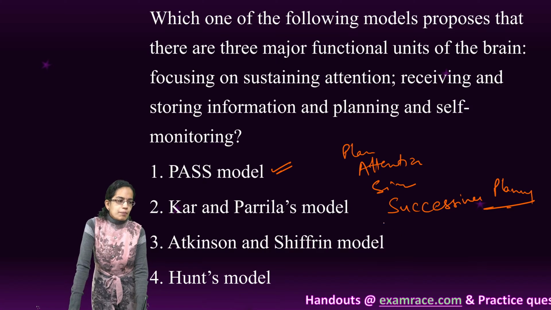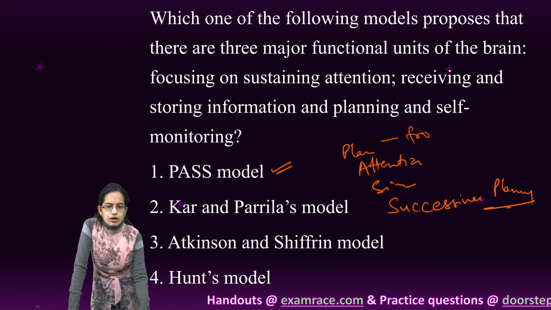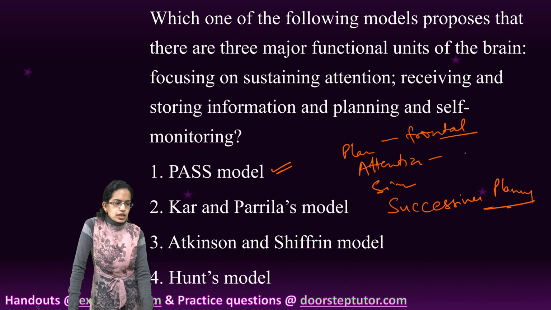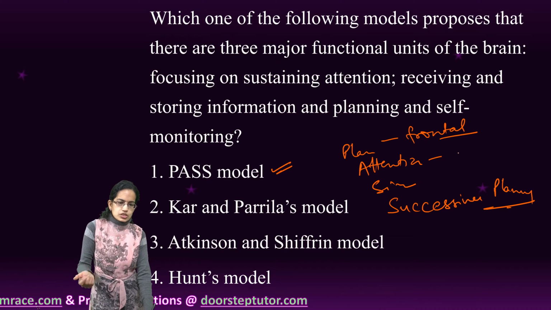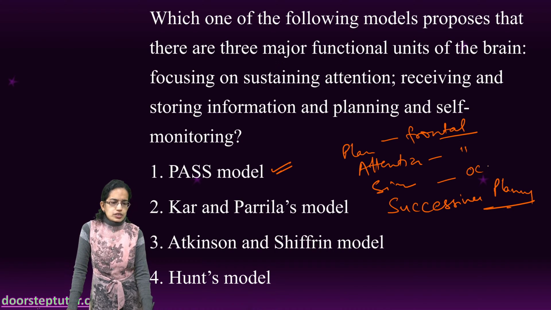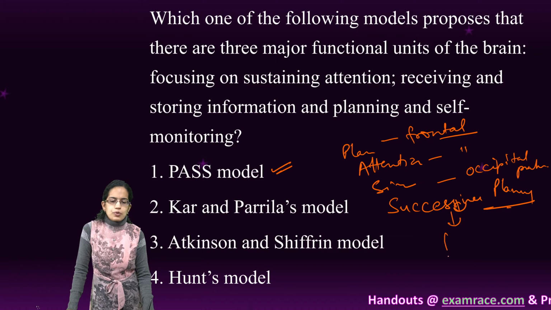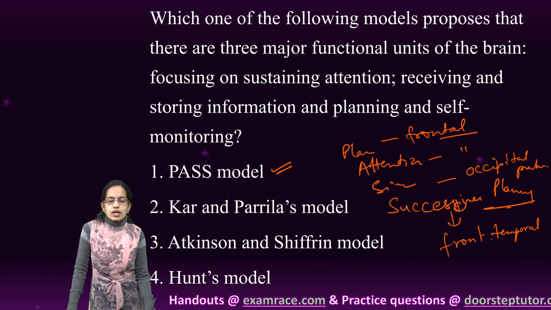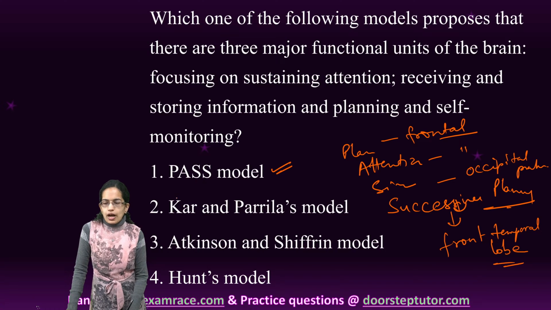the brain. Planning being taken into account by the frontal lobes of the brain. Then you have attention arousal taken again as an executive function of the frontal lobe. Simultaneous processing by the occipital and the parietal lobes. And finally, you have successive planning by the frontotemporal lobes. So, three different units of brain being involved under the process of PASS model.